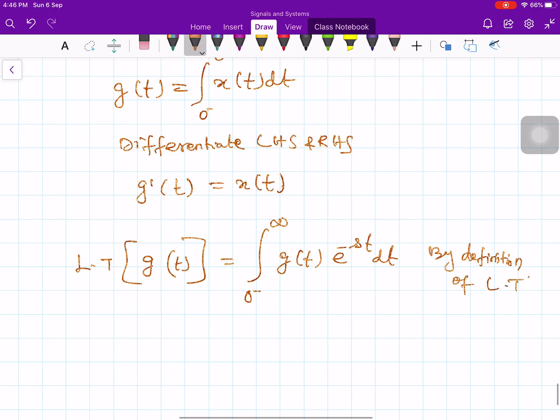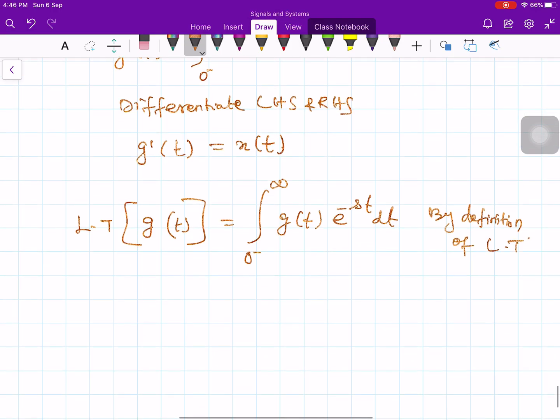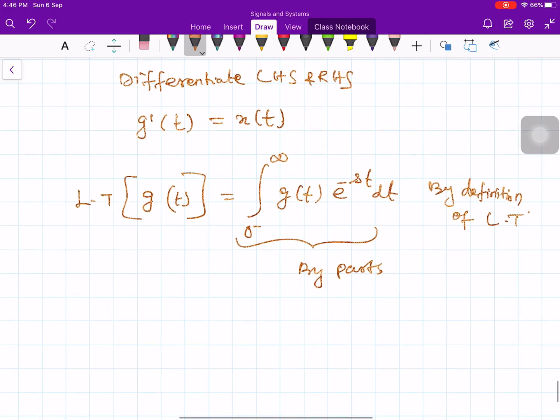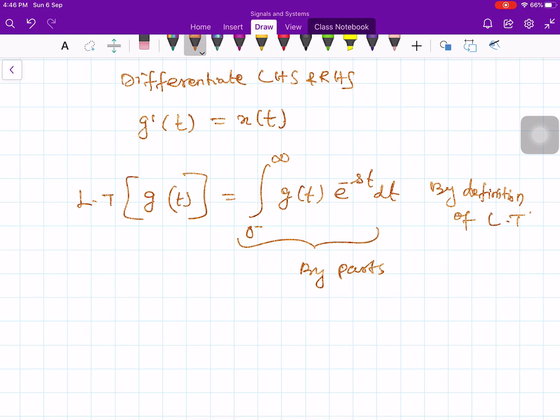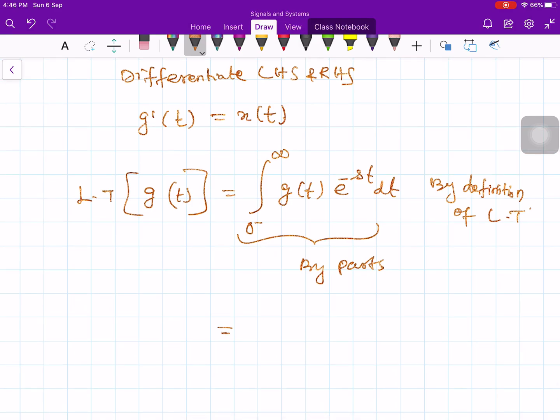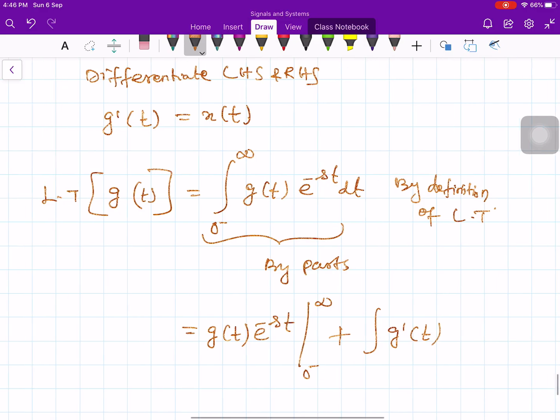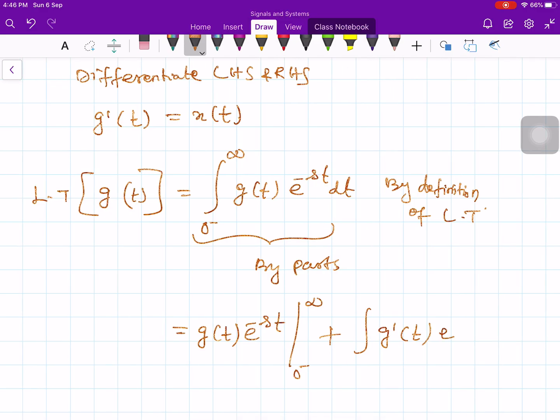Now let's do this integration by parts. This is going to be g of t times e to the minus st, with limits 0 minus to infinity, plus the integral of g dash of t times 1 over s e to the minus st dt.